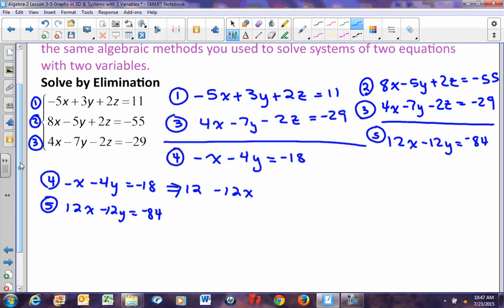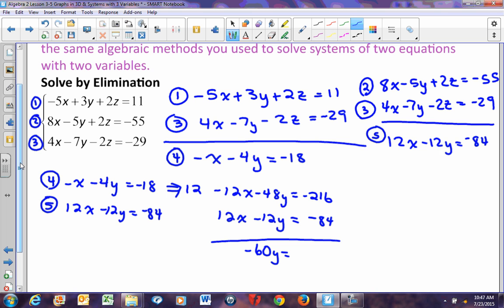It was positive 48. Negative 48 minus 48y equals negative 18 times positive 12, which is negative 216. I'm just going to take this fifth equation just as it is, 12x minus 12y equals negative 84. And my x's will cancel out. 48 plus 12 is 60y, and negative 216 and negative 84 gives negative 300. Divide negative 300 by negative 60, and you're going to get y equals 5.